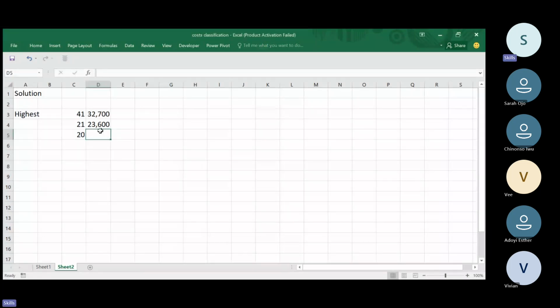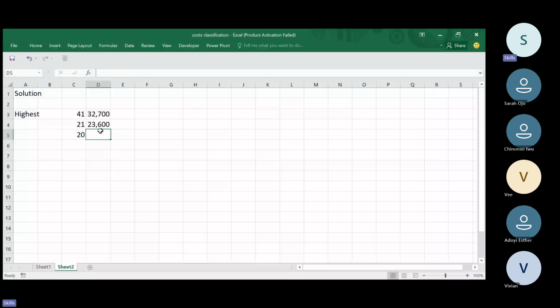So for the cost, 32,700 minus 23,600. Be coming to this class with a calculator, please, so that you'll be participating. When you are participating, you will understand it better.